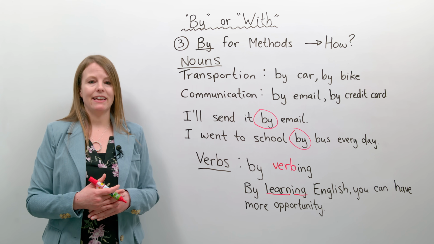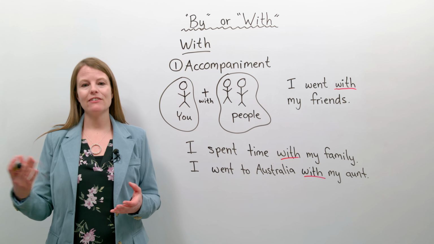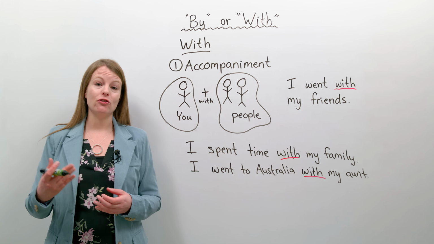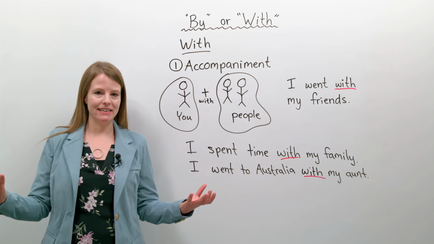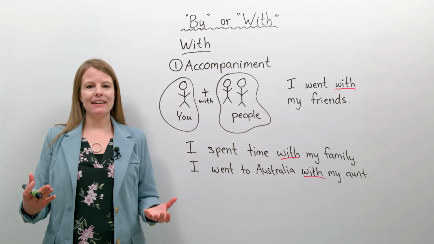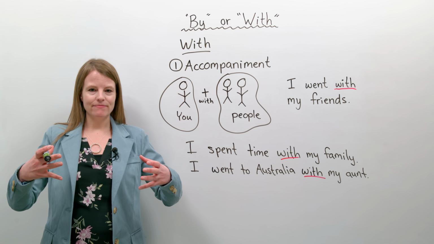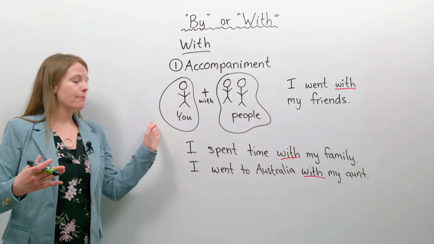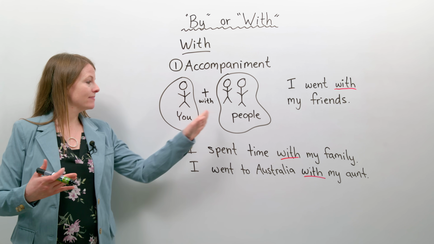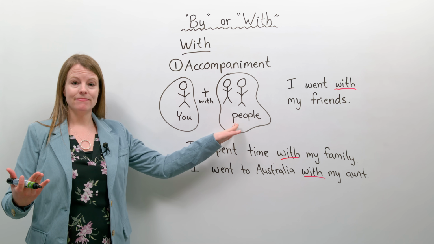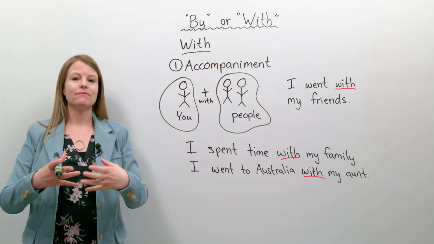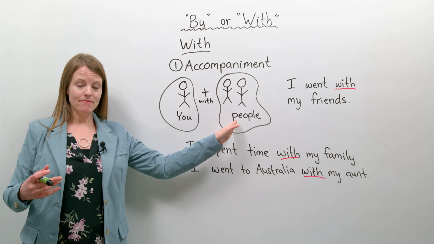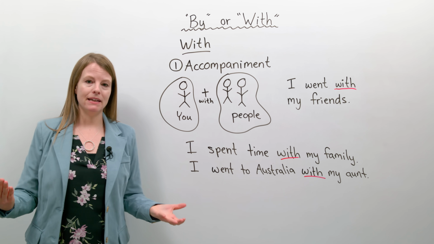But now let's look at with. We use with in different ways. One of the ways we use with is to talk about accompaniment. So what do I mean by that? I mean together. Who is together? I have a picture. Imagine this is you. These are the people. When you're together, we can say you are with these people. That's what I mean by accompaniment.